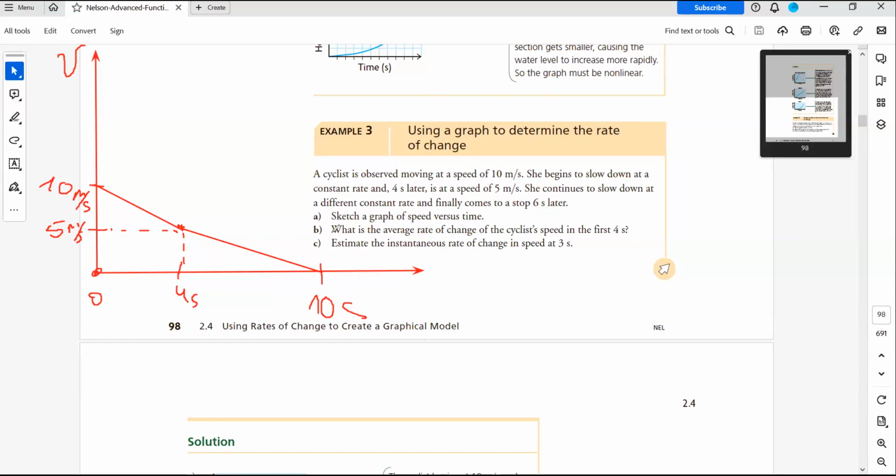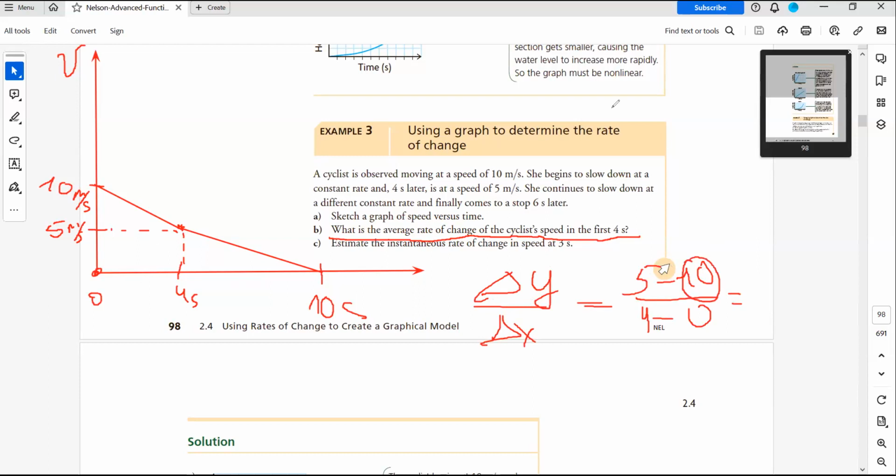Now we have to evaluate what is the average rate of change of the cyclist's speed in the first 4 seconds. And that should be easy for us because we know that the average rate of change is calculated as delta y over delta x between 2 points. And these 2 points are 0 and 4 seconds. So 4 minus 0 in the denominator and 5 minus 10 in the numerator. We started at 10 meters per second and finished at 5. So our rate of change is negative, and it's reasonable. So we have negative 5 divided by 4, which equals negative 1.25, 1 and 1/4, right? This is our average rate of change in the first 4 seconds. Do you agree with me?